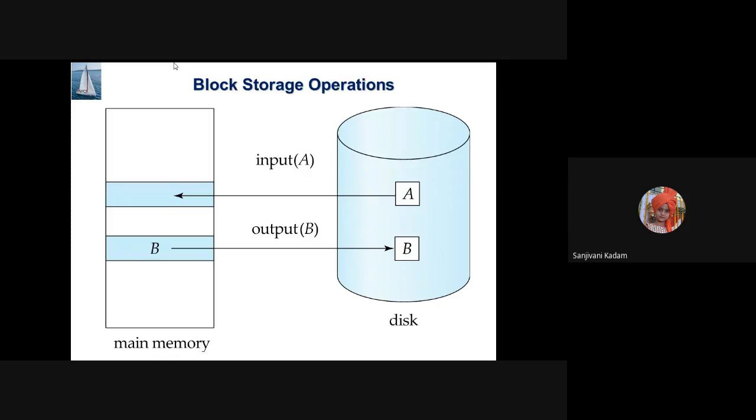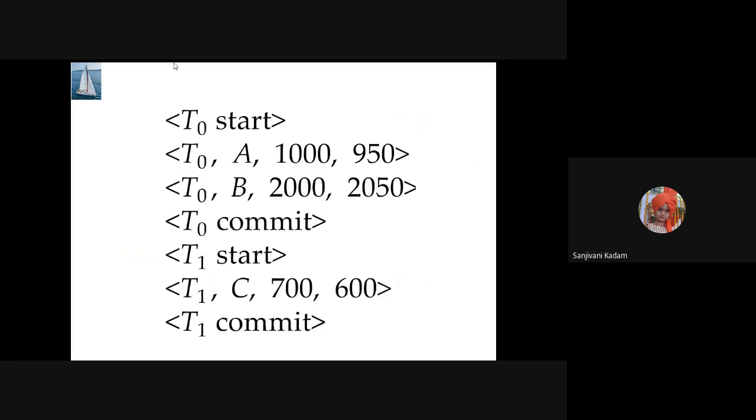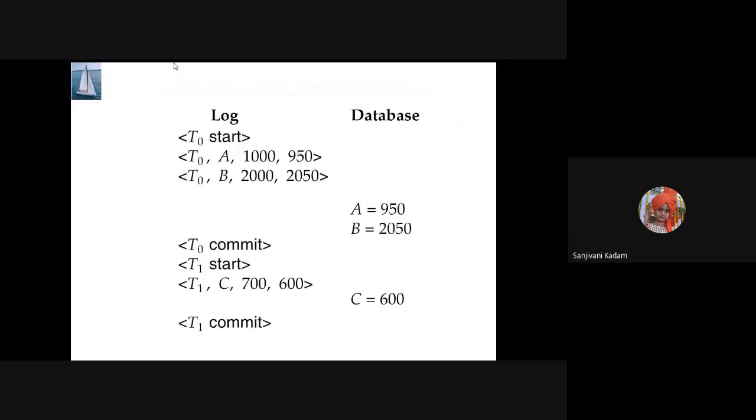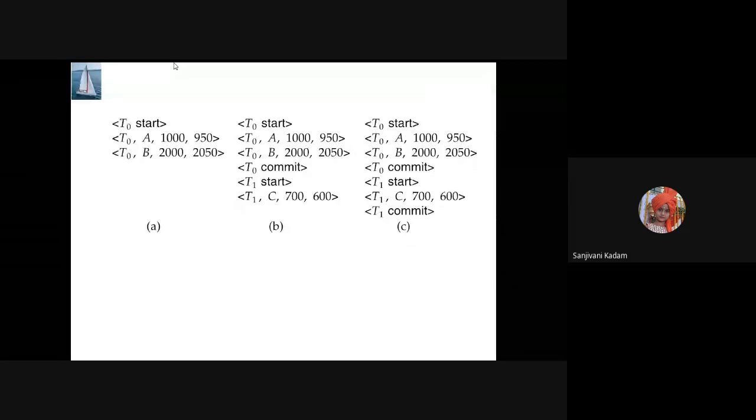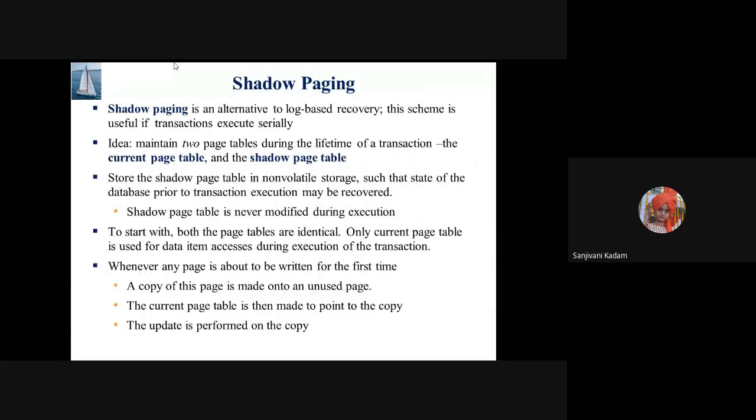So this is the input and output operation. We have already seen this, this also, this also. Now we are moving towards the last point in the syllabus, that is shadow paging.